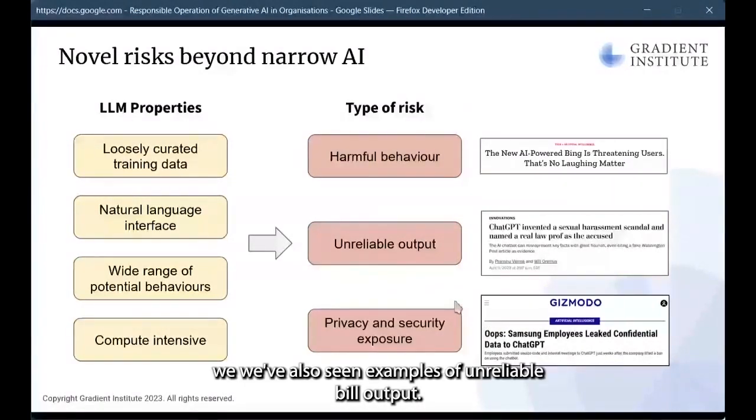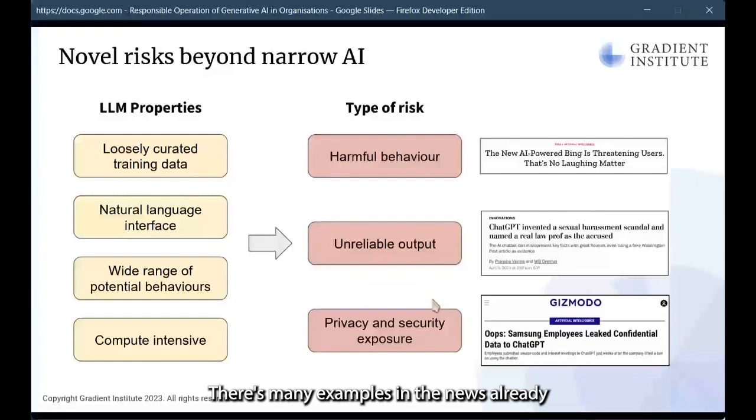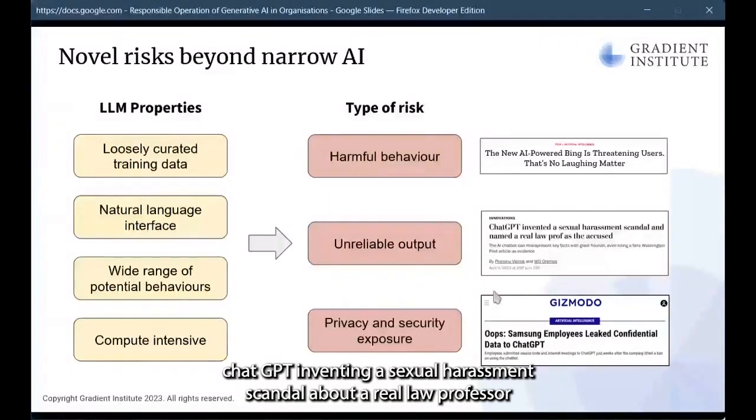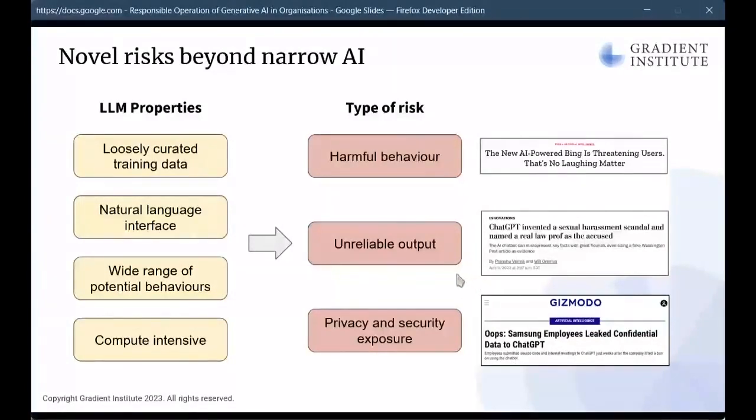We've also seen examples of unreliable output. One of the key ideas here is hallucination. There's many examples in the news already. ChatGPT inventing a sexual harassment scandal about a real law professor that then started to make the rounds, and before it was debunked is an unfortunate example there.